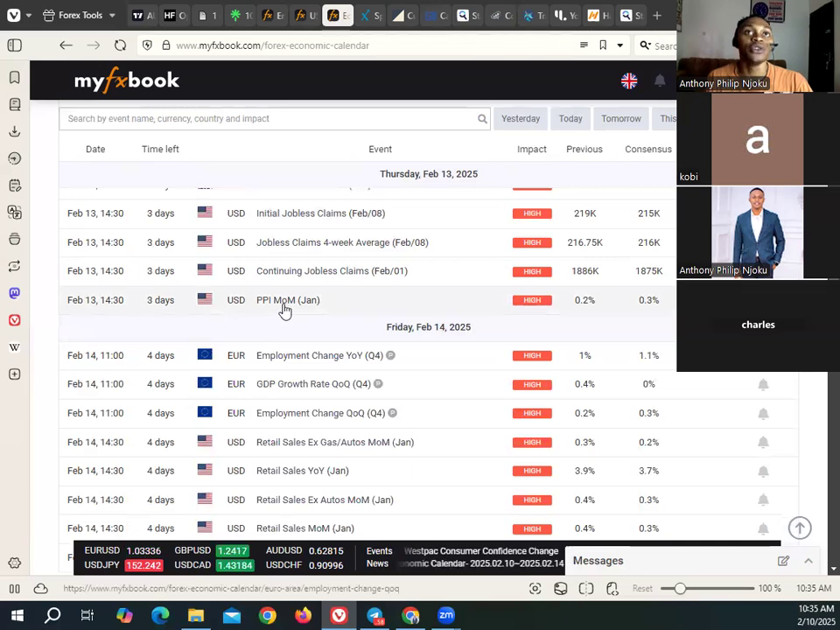So this is PPI month over month for January. This has to do with the cost of production for companies. If you see a figure higher than 0.3, it is good for the dollar. If you see a figure lower than 0.3, it is bad for the dollar.